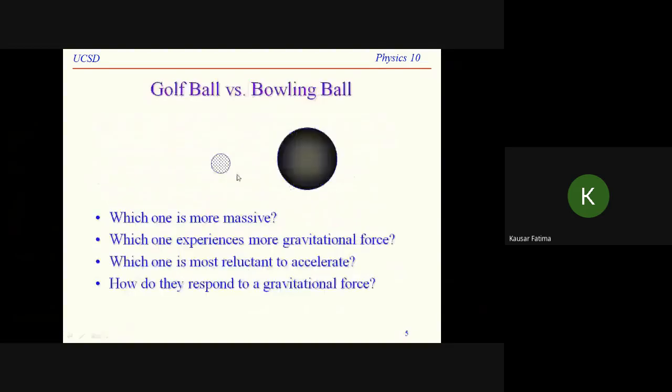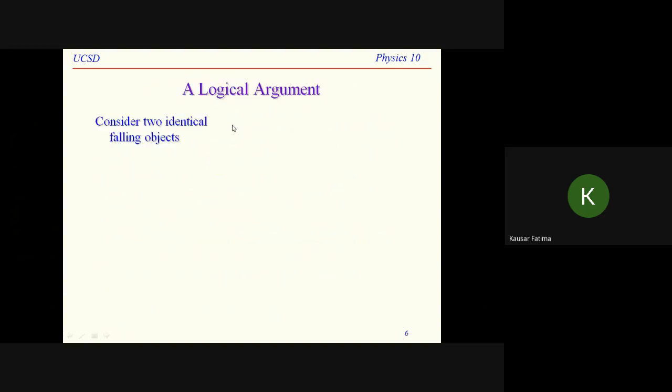Golf ball versus this bowling ball. So which is more massive, and which one will experience more gravitational force, and which one is the most reluctant to accelerate? How do they respond to the gravitational force? These are the questions which will be there in your minds. So if there is no air resistance, they all will have the same acceleration, and this bowling ball is of course heavier.